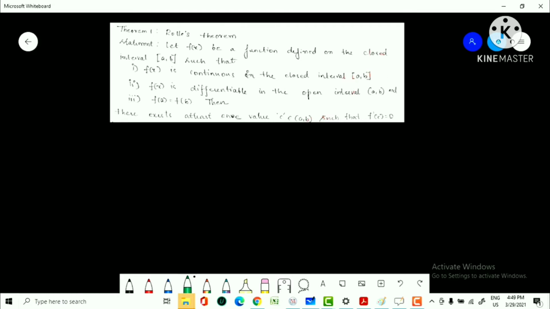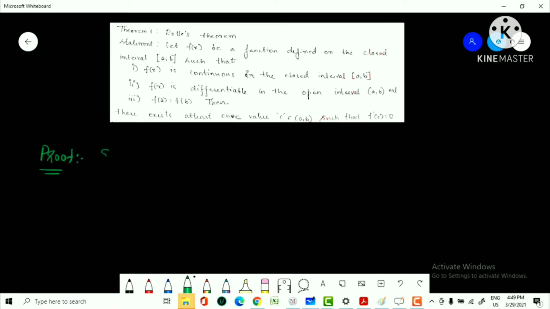If all this happens, then there exists one value c in the open interval a comma b such that the derivative at that point will become 0. We will go to the proof part.